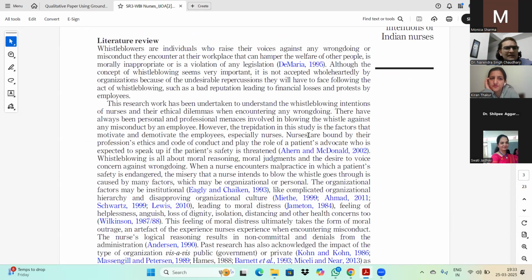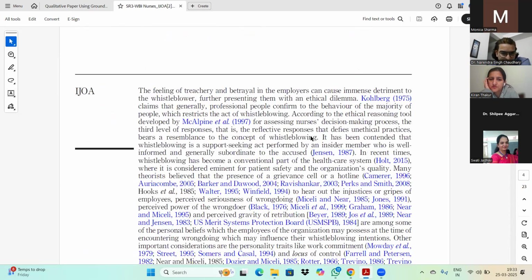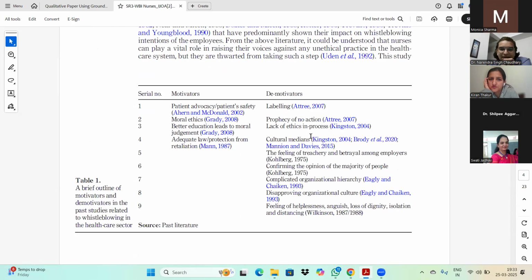Even I talked about the literature review. Ample literature is available on whistleblowing, especially a lot of research has happened in the West, and now in India also many things are happening. So I gave a premise that these things already exist. Now see, my topic is: what are the motivators and demotivators for nurses to blow the whistle? Am I right? Now you can see this is based on the past literature.